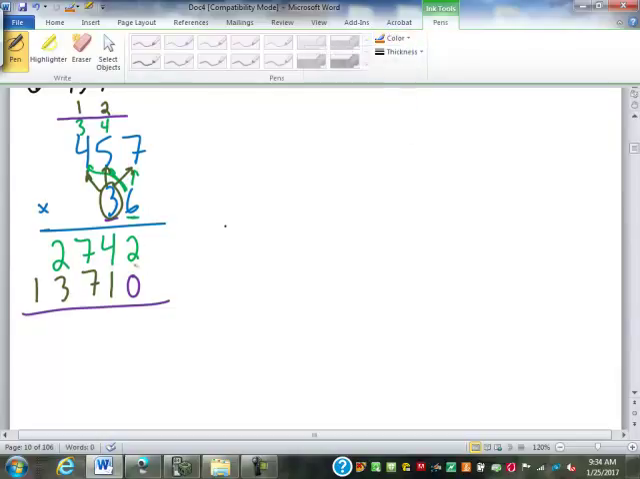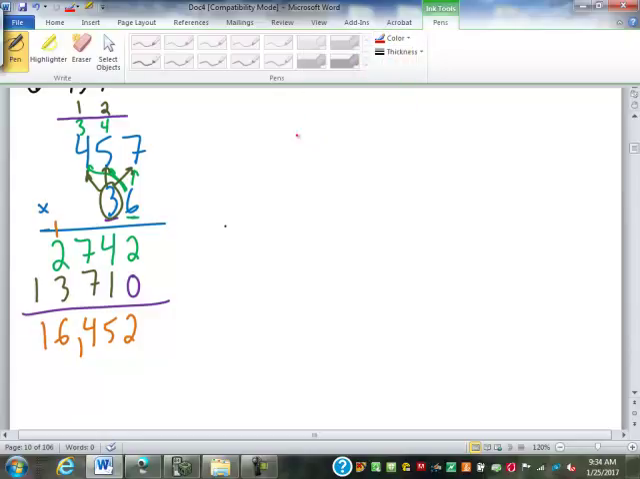Combining, 2 and 0. 4 and 1 is 5. 7 and 7 is 14, so we carry the 1. 6 and 1, 16,452. How many of you got that? Okay, anybody have any questions on getting that?